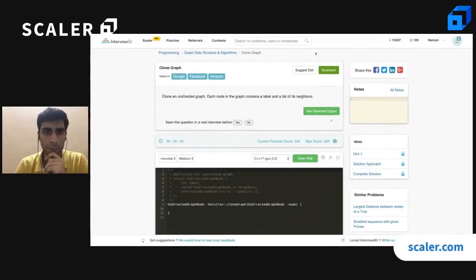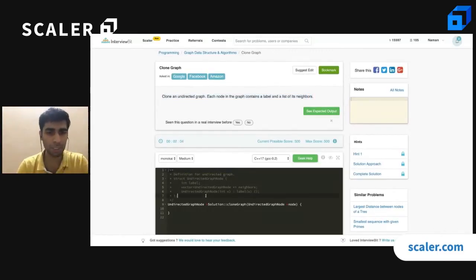Available on the platform. So the problem says that we are given an undirected graph, okay? And each node in the graph contains a label and a list of its neighbors, okay? And nothing else is given in the question. Great. Let us first start with the clone graph problem.